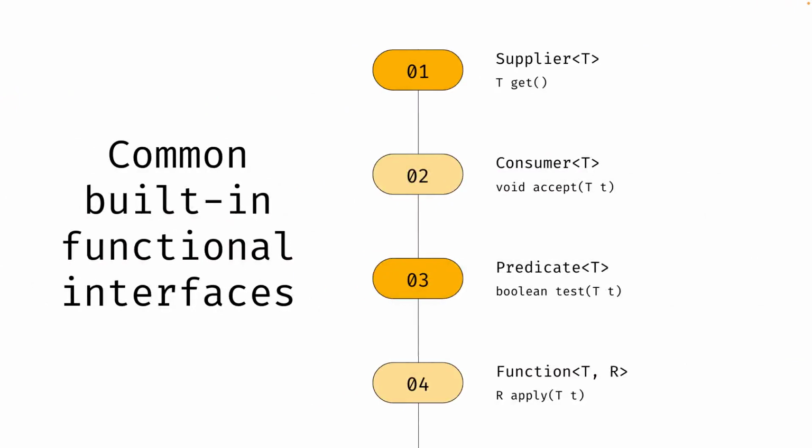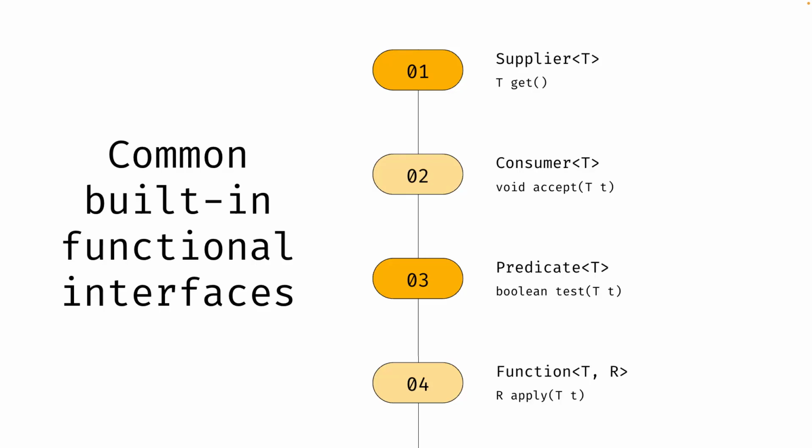First of all, we have Supplier. A Supplier represents a supplier of results with a single method, T get. I can remember this name since it's the supplier. It doesn't take any arguments, but it does give you something back. Please mind, these Ts are generics, so we need to specify the type when we create them. T could, for example, be a String, an Integer, or a custom class, for example, Student.